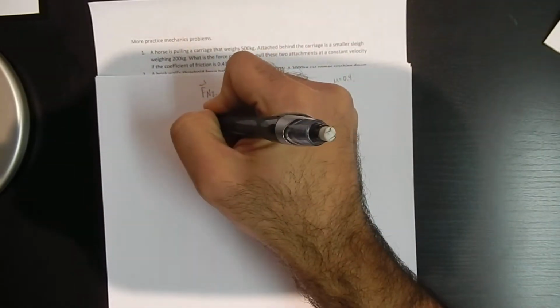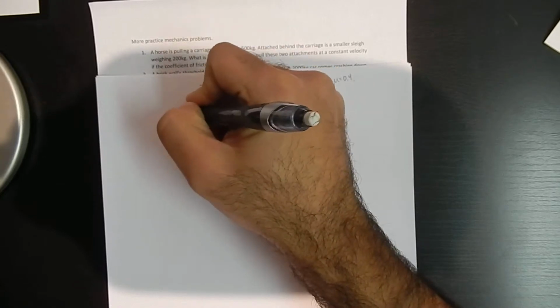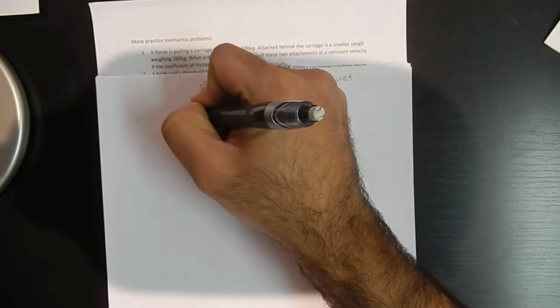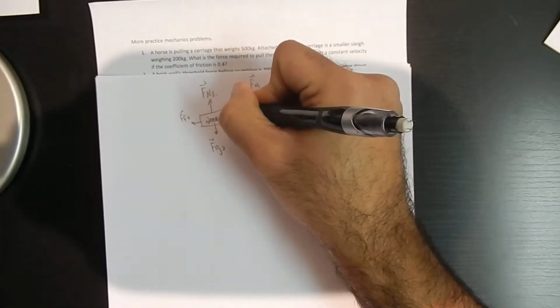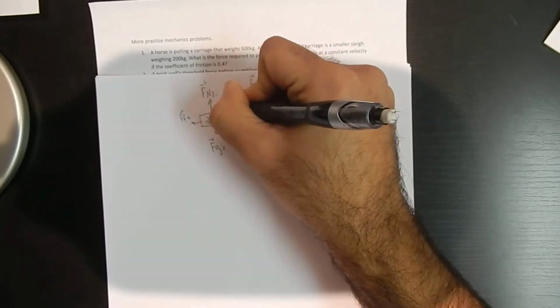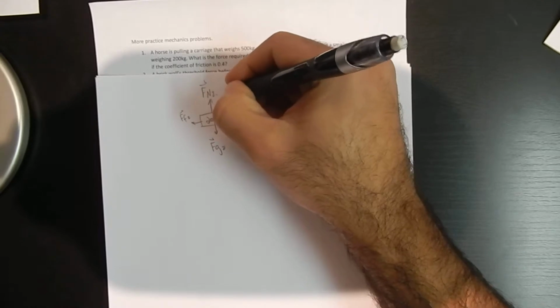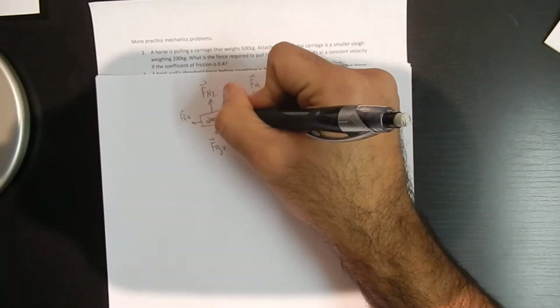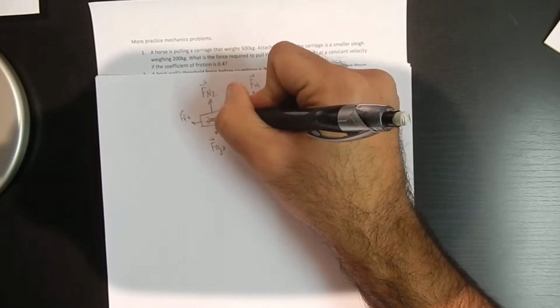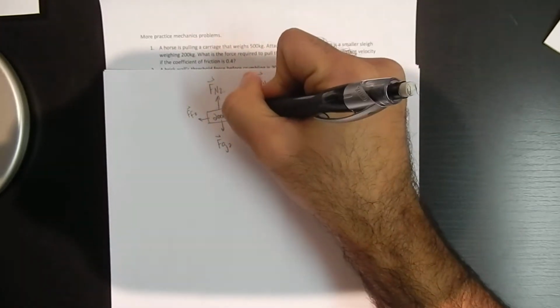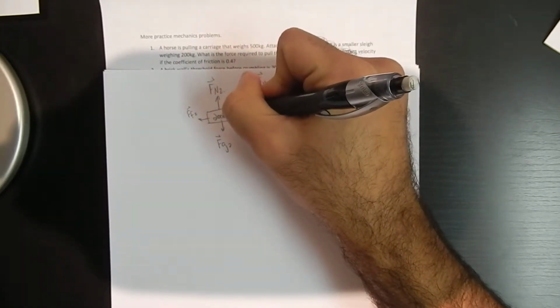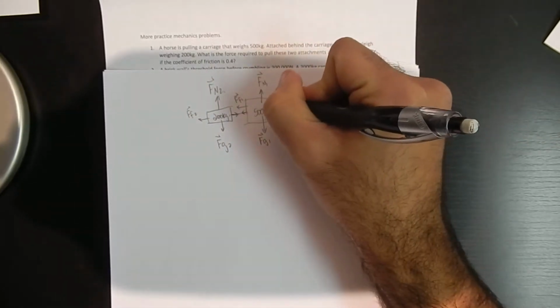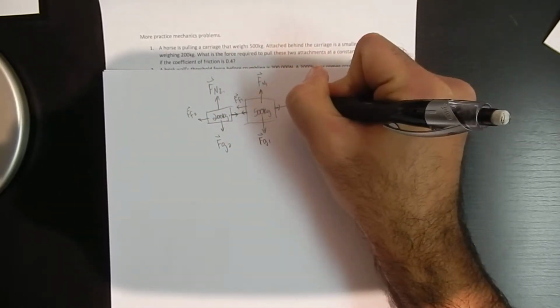There's a force of friction going this way. I'm going to call this force of friction 2, and I'm going to write this one up here, so it doesn't overlap with my tension, force of friction 1. And this here is the tension. There's a tension there, a tension here, a tension here, and a tension here.